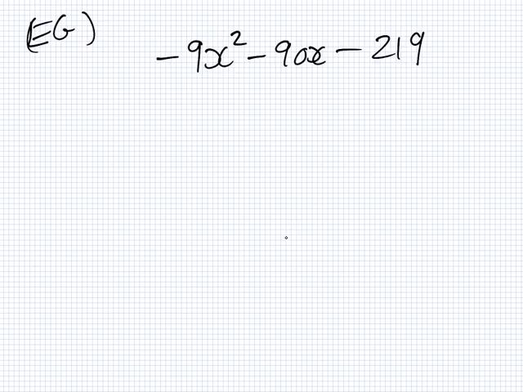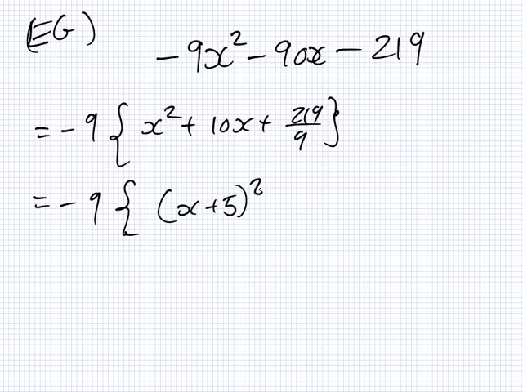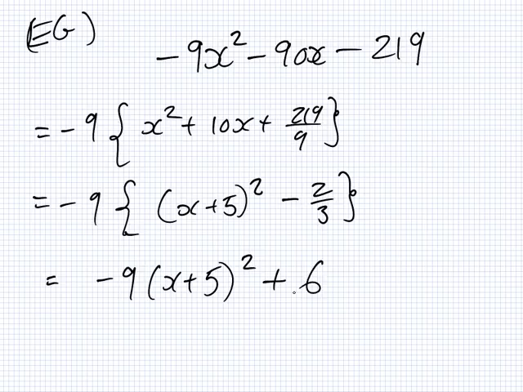What should I factor out? Yeah, the minus 9 now, not the 9. It's more convenient to take out minus 9. So that will be minus 9 x squared plus 10x plus 219 over 9. That will be minus 9 x plus 5 squared. And then it's 219 over 9 minus 25. So that's minus 2 over 3. So this becomes minus 9 x plus 5 squared plus 6 as the answer at the end.